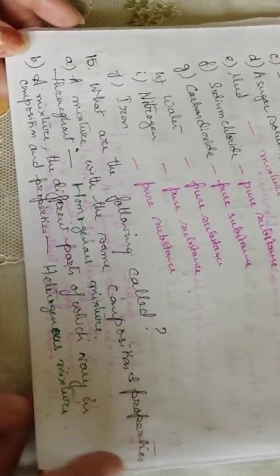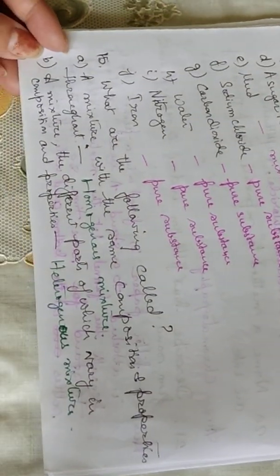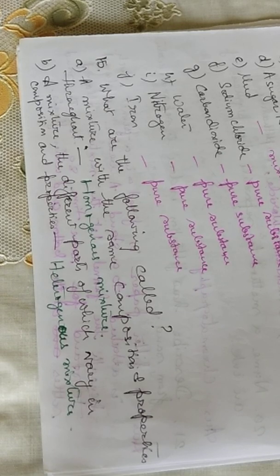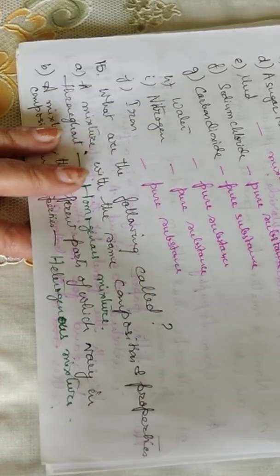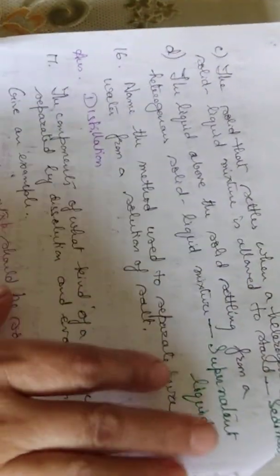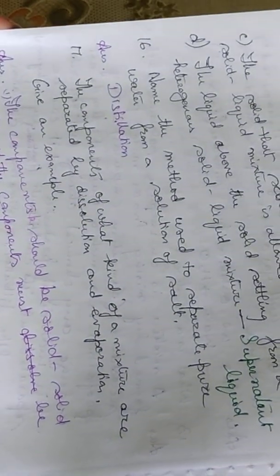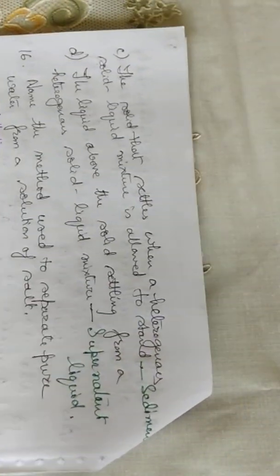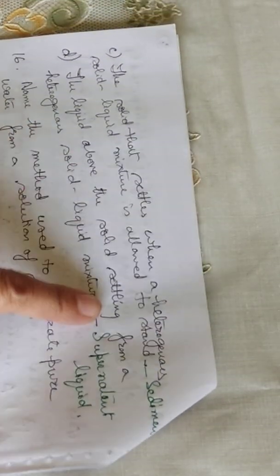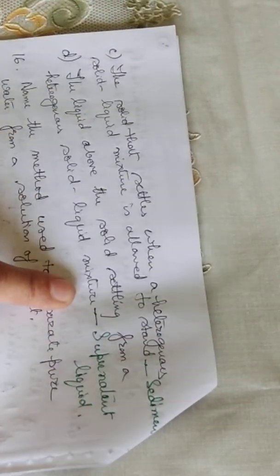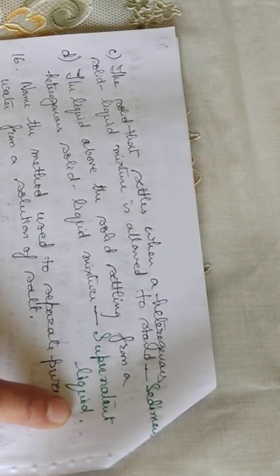Now what are the following called? A mixture with the same composition and properties throughout is a homogeneous mixture. A mixture, the different parts of which vary in composition and properties, is a heterogeneous mixture. Next, the solid that settles when a heterogeneous solid-liquid mixture is allowed to stand is known as sediment. The liquid above the solid settling from the heterogeneous solid-liquid mixture is known as supernatant liquid.